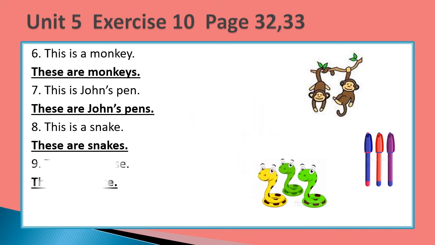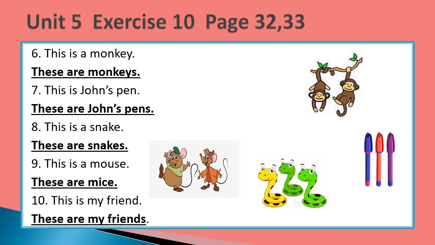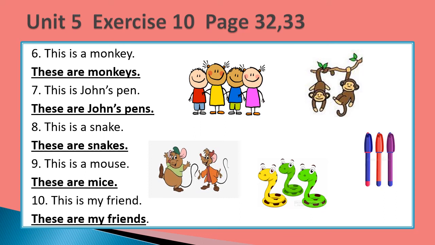Sentence number 9. This is a mouse. The plural of mouse is mice. So the sentence becomes these are mice. Sentence number 10. This is my friend. These are my friends. So students, this was exercise number 10. We have followed the rules which we discussed before. Make sure you complete this exercise properly on your books and recheck it also.